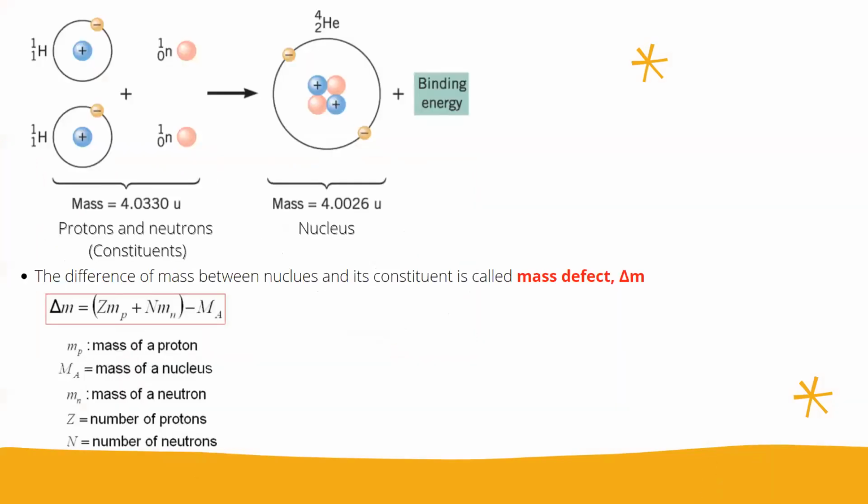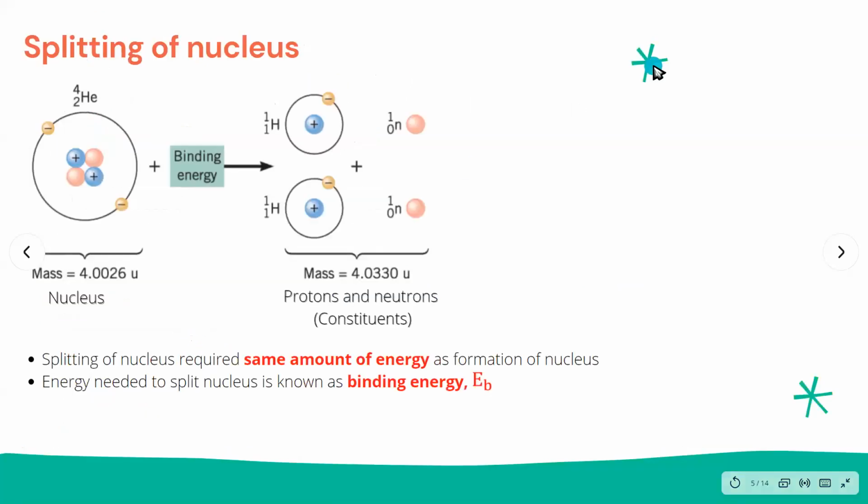And next, the difference of mass between the nucleus and the constituents, which are protons and neutrons, we call as mass defect. So here is the formula: delta M equals Z m subscript P plus N m subscript N minus M subscript A. M_p is the mass of a proton, M_A is the mass of the nucleus, M_n is the mass of a neutron, Z is the number of protons, and N is the number of neutrons.